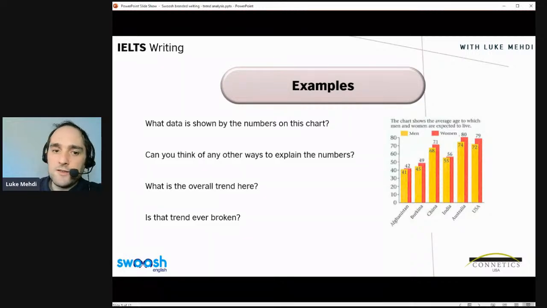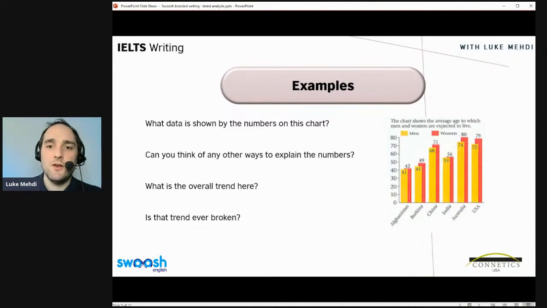So this is the highest level way that we would look at these charts when we're doing our task ones. We're interested, what data is shown on the chart? What do the numbers mean? Think of other ways to explain them. Can you think of any synonyms? What's the overall trend? You don't have to think too much about it. You don't have to look in detail usually. It should be obvious from the first time you look at that chart. And is that trend ever broken?